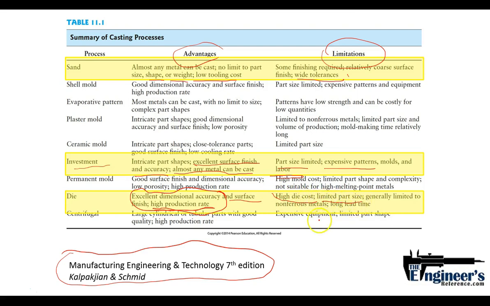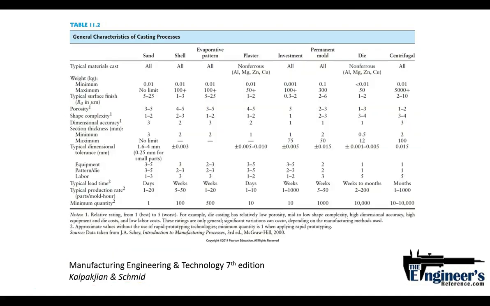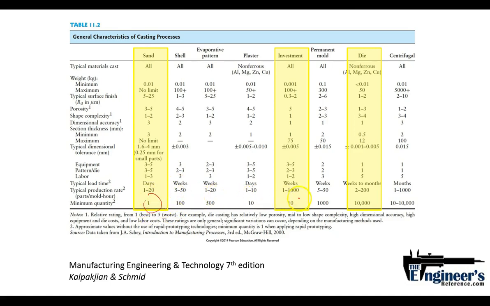Part size is limited, and it does have some limitations in the metal, and again, long lead time because of all the design and manufacturing that goes behind that. You can compare this also to some of the characteristics. You can see in sand casting, you've got a very minimal part count, volume count. Investment casting, you can't get a whole lot out, but again, high volume in die casting.